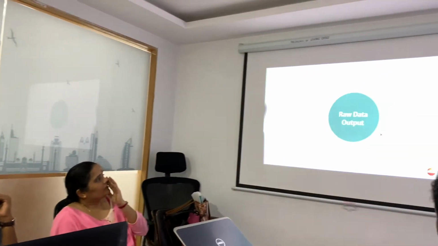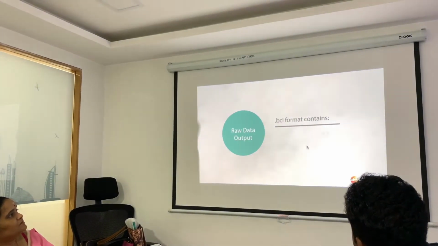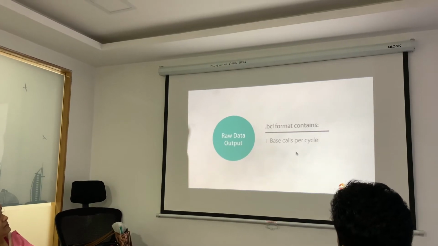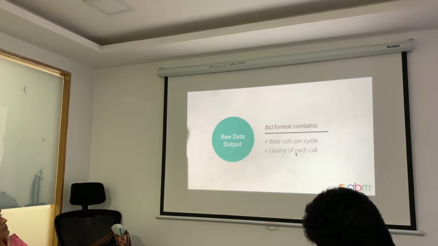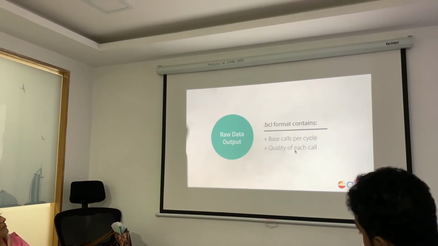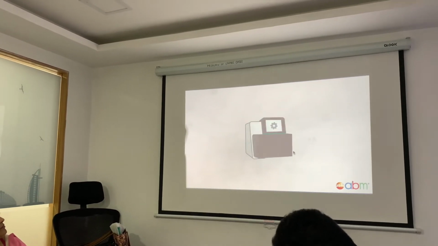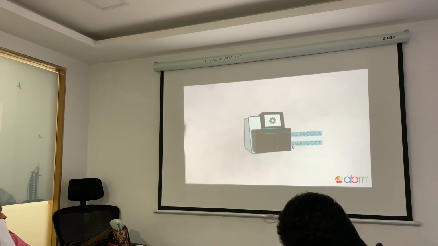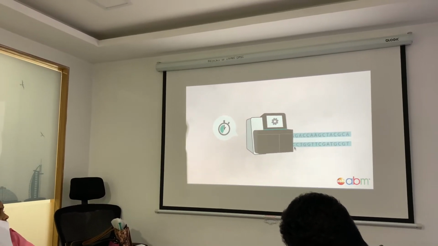Information sequencing machines is the .bcl format. These files are binary files containing the base calls per cycle, as well as the quality associated with each call. The advantage of .bcl file format is that each base is recorded as the machine makes the call, which is the most efficient for machine operation.